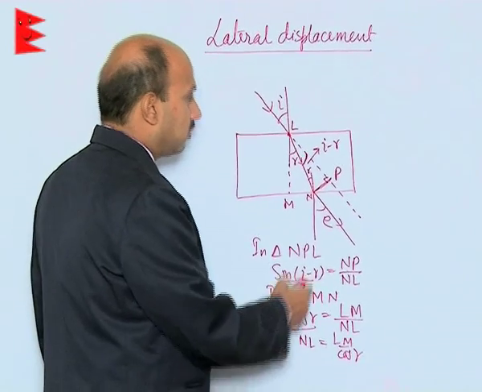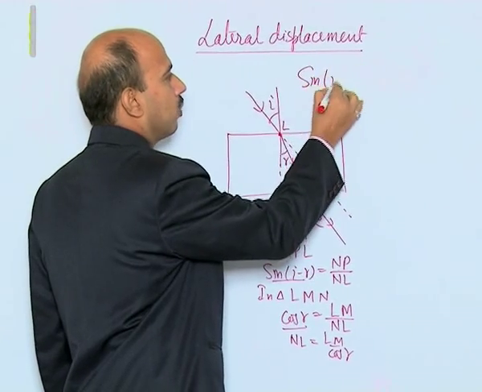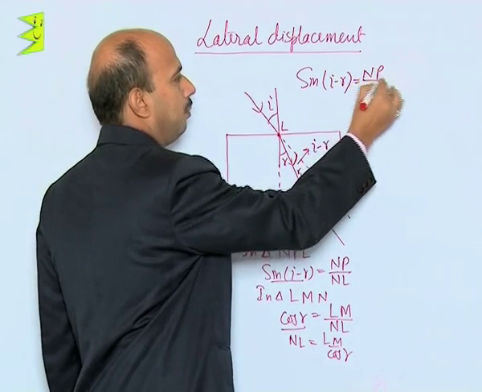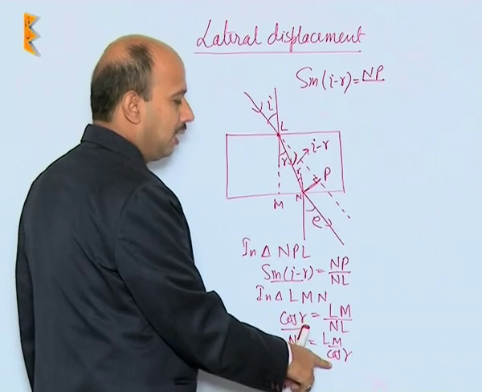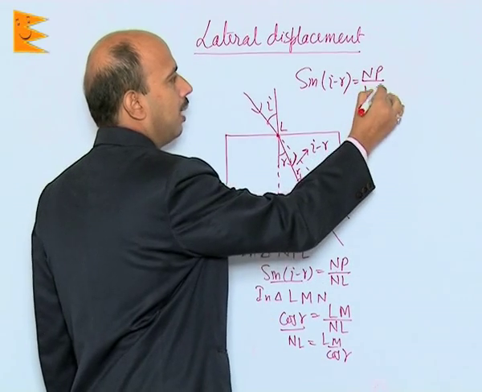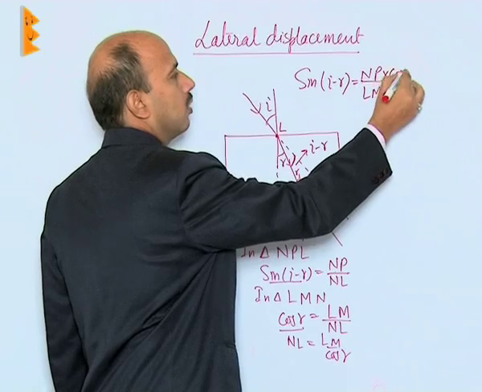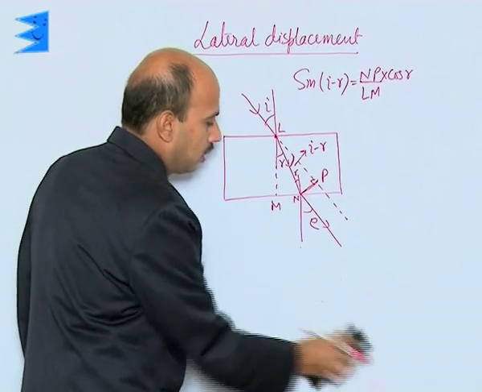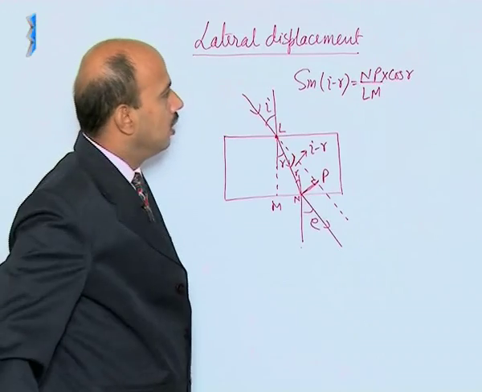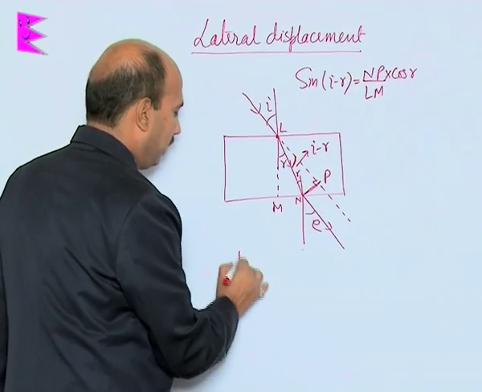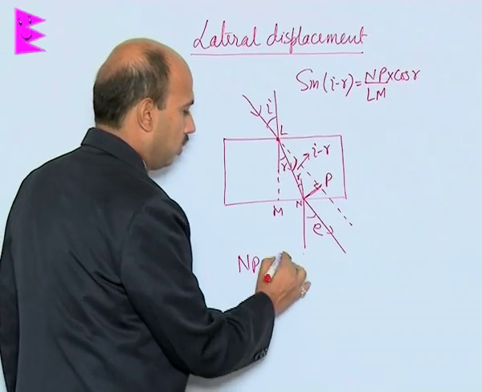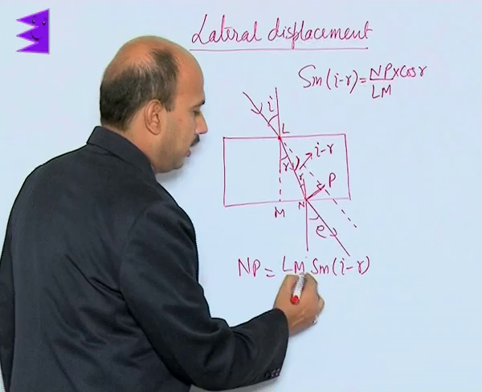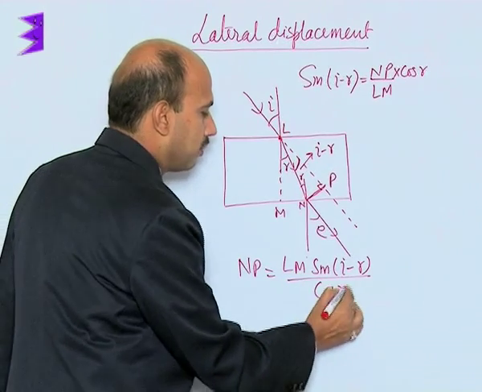Now, we know sin(I minus R) is equal to NP upon NL. So, NP upon the value of NL, which is LM upon cos R. Now, we can get the final formula. We have to calculate NP. So, we can write NP is equal to LM sin(I minus R) divided by cos R.